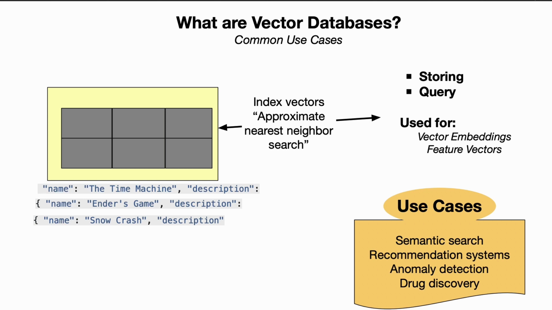So you could identify outliers based on the deviation from nearest neighbors in the vector space. Drug discovery as well. You could find molecules with similar vector representations for drug candidates. Image search, so you could return similar images based on visual vector embeddings. Chatbots, so you could store the conversation history and personalize.